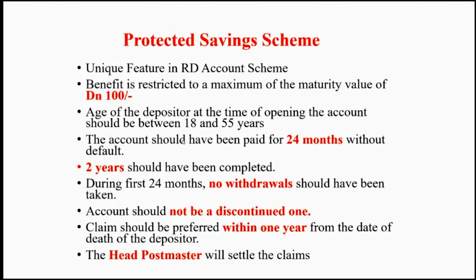Generally, in case of any claim, the amount in that account along with the scheme interest will be paid. But under this protected savings scheme, if a depositor pays for 24 months and after that expires, the maturity value of that 100 rupees RD account will be paid to the nominee. This benefit is restricted to a maximum maturity value of rupees 100 denomination. But there are some conditions in order to avail this PSS.